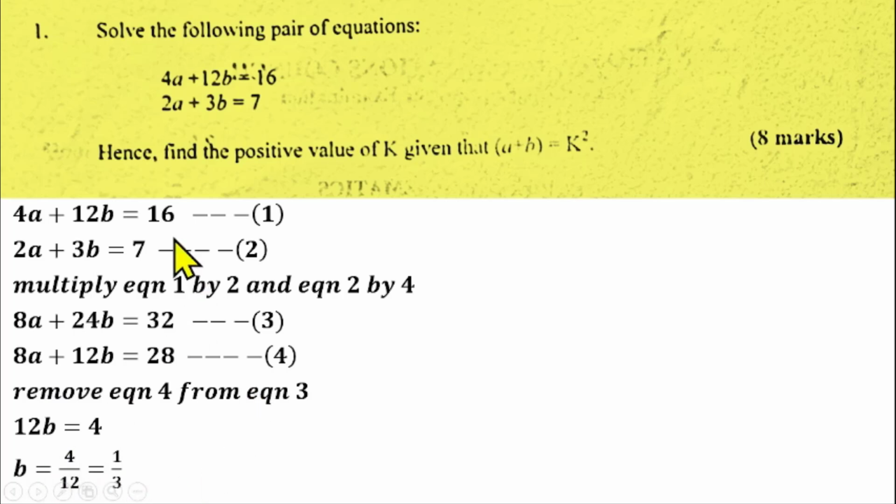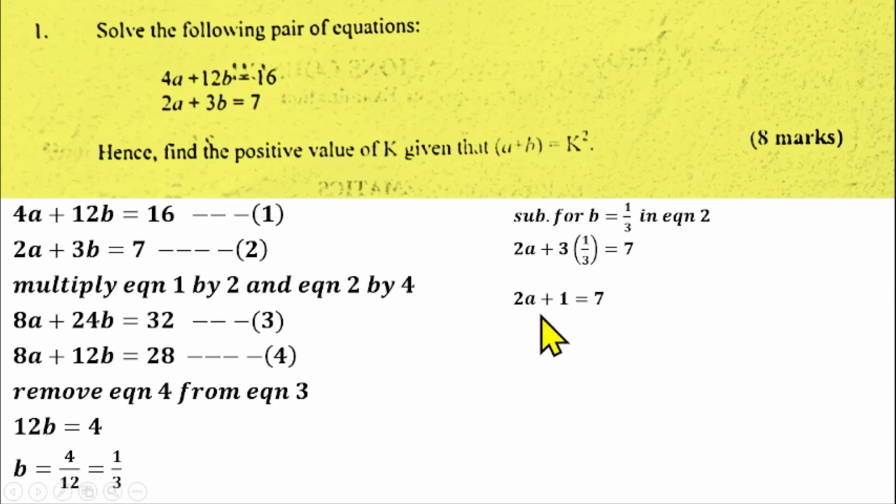You can now substitute this into equation 1 or equation 2 to find our a. Substitute b equals 1 over 3 in equation 2. Equation 2 is 2a plus 3b equals 7. Wherever you see b, you put 1 over 3. So you have 3 into 1 over 3, so the 3 takes care of the 3 here. You have 2a plus 1 equals 7. Collect like terms. You have 2a equals 7 minus 1, that gives us 6. Divide both sides by 2. a will be equal to 3. So the value of our a is 3, and the value of our b is 1 over 3.